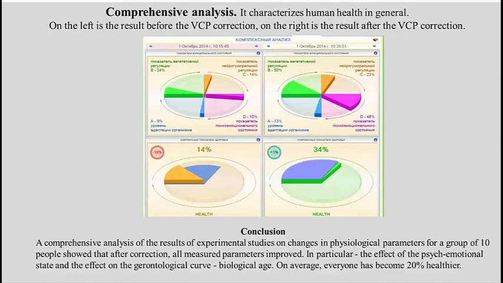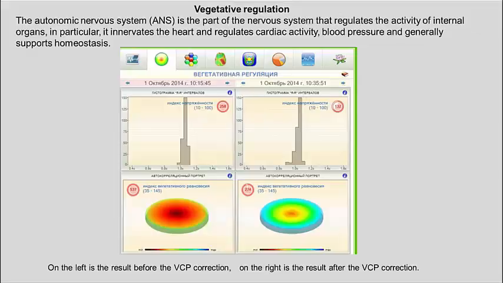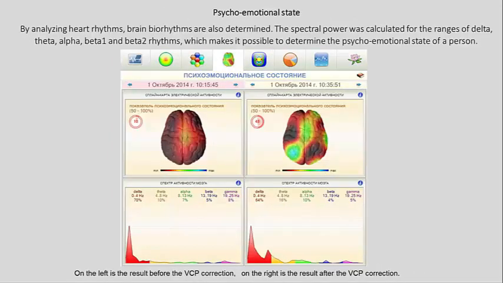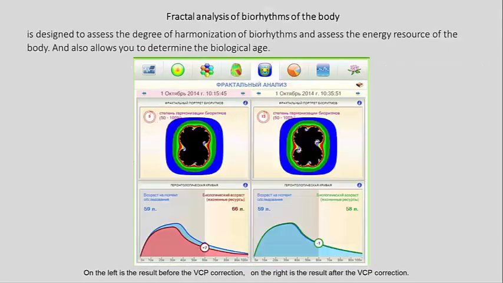It must be said that as a result of the correction, changes occur simultaneously at the physiological level. Studies carried out over 3 months in a group of 10 people showed that almost all physiological data improved, especially the gerontological curve, that is, rejuvenation occurs. More precisely, not rejuvenation, but a return to your age, to your life program, to the best of your previous states. In general, personality reconstruction takes place.